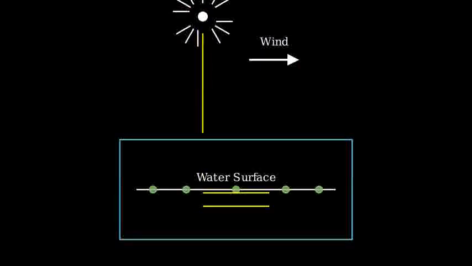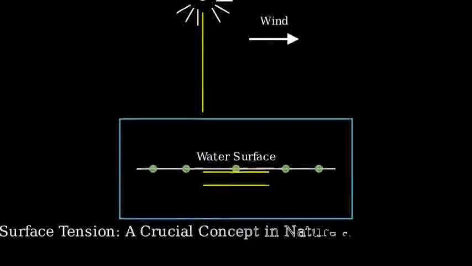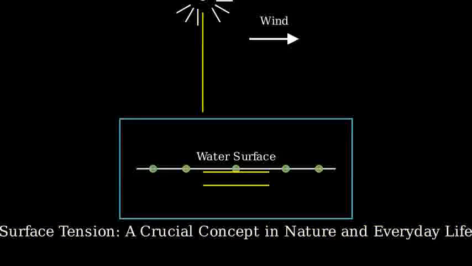Next, let's talk about how soap affects the surface tension of water. Soap is a surfactant, which means it reduces the surface tension of water. This makes it easier to spread out and penetrate into fabrics and skin, making soap incredibly useful for washing and cleaning.